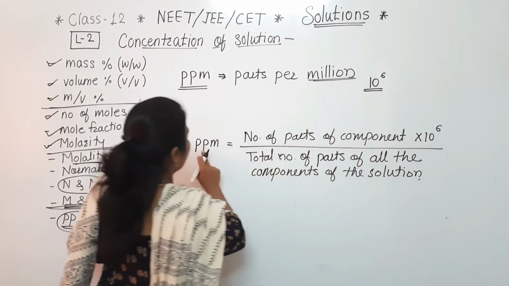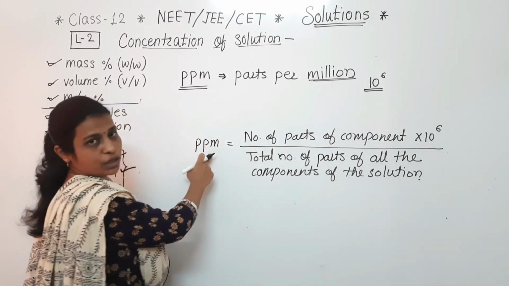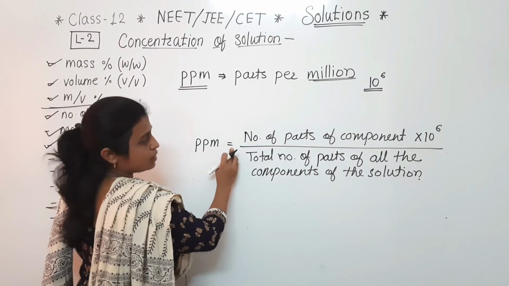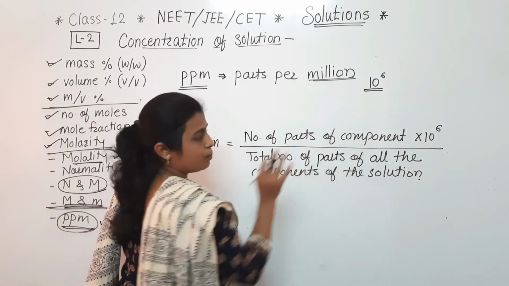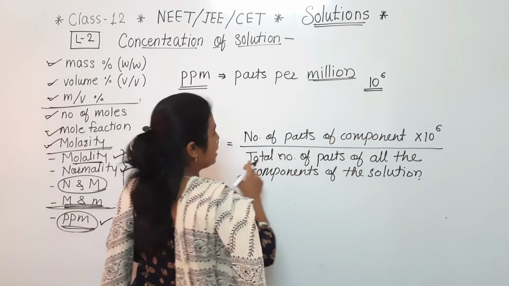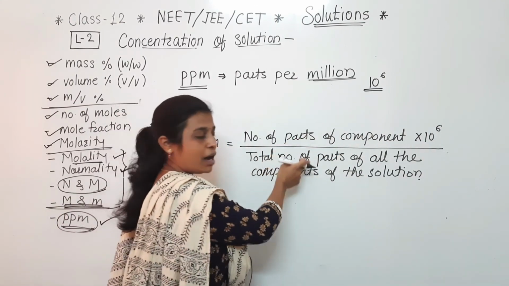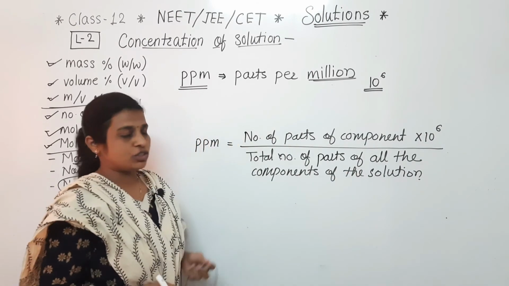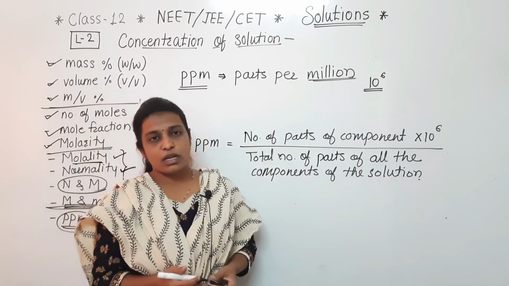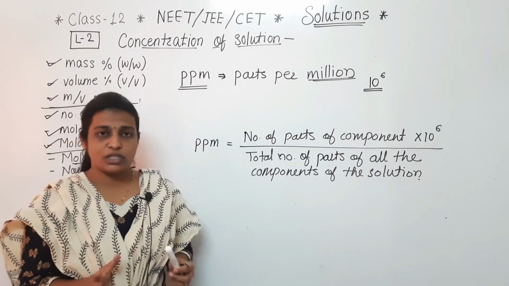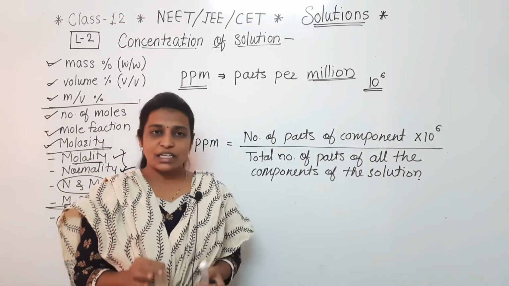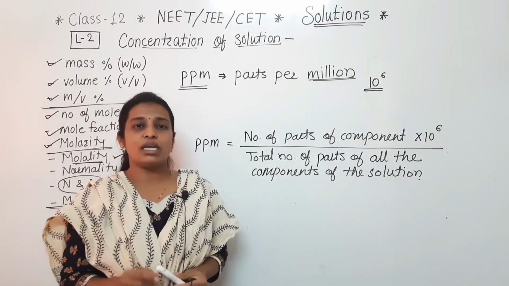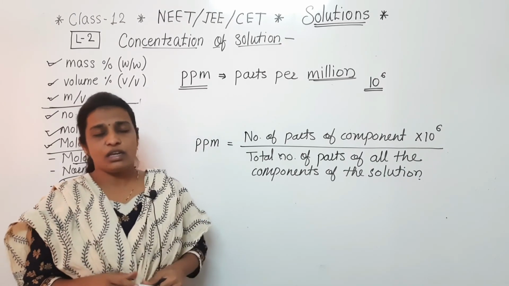See once again. ppm is nothing but parts per million. Million means 10 raised to 6 power. So ppm is equal to number of parts of the component into 10 raised to 6 divided by total number of parts of all the components of the solution. So this is the last formula of this concentration of solution topic. Hope I have cleared each and every formula. Now in the next lecture we are going to discuss the numericals based on each and every formula.